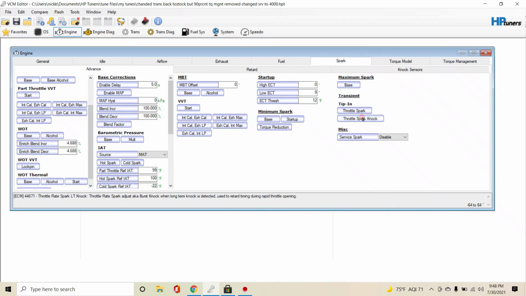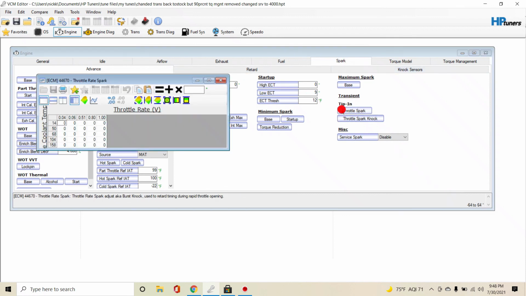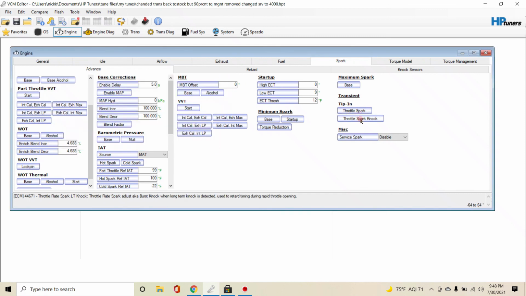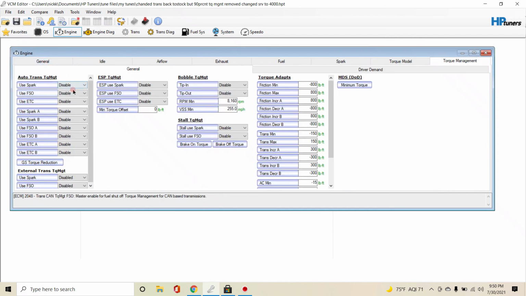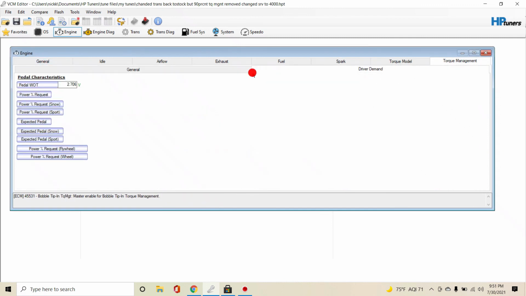And then for throttle response, so for a quick throttle response, you go to spark, you go to advance, and then you go to here. You zero it all out, and then here's your torque management for the engine side, and then your driver demand.